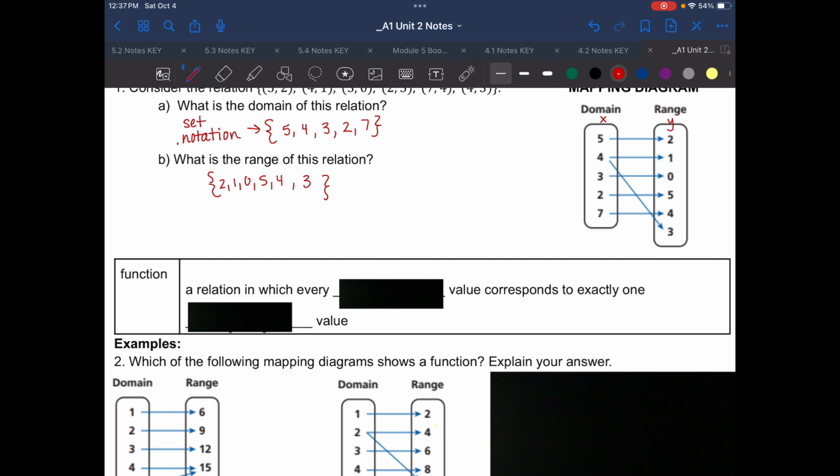A relation can be a function. A function is a relation in which every domain or x value corresponds to exactly one y value or range value. That's what a function is. So a relation is either a function or it's not a function.